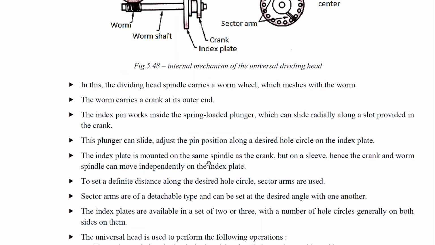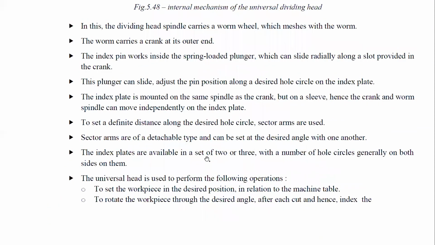Now in this, the dividing head spindle carries a worm wheel which meshes with the worm. The worm carries a crank at its outer edge. The index pin works inside a spring-loaded plunger, which can slide radially along a slot provided in the crank. This plunger can slide to adjust the pin position along a desired hole circle on the index plate. The index plate is mounted on the same spindle as the crank but on a sleeve, hence the crank and worm spindle can move independently of the index plate.